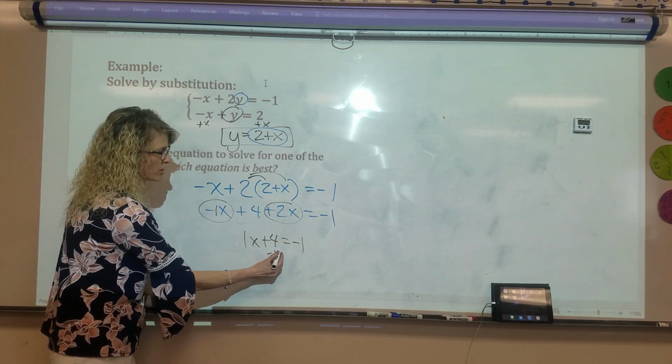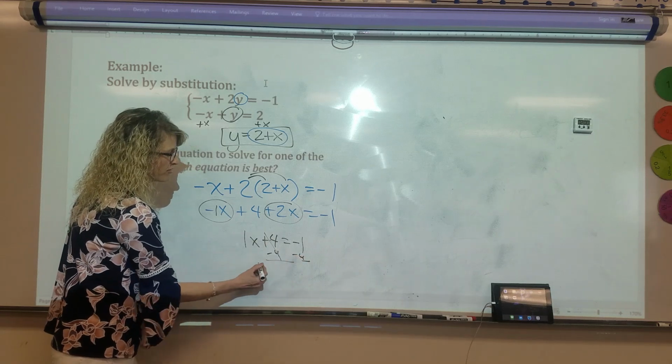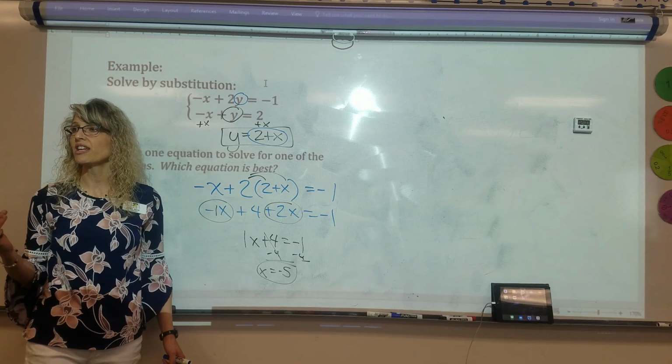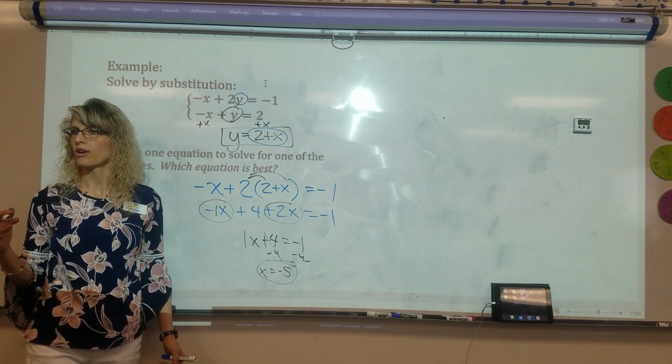Just to save time, I'm going to go ahead and finish it out real quick. Subtract 4, we get x equals negative 5. Hey, what do I do with the negative 5? I know x. How do I find out y?